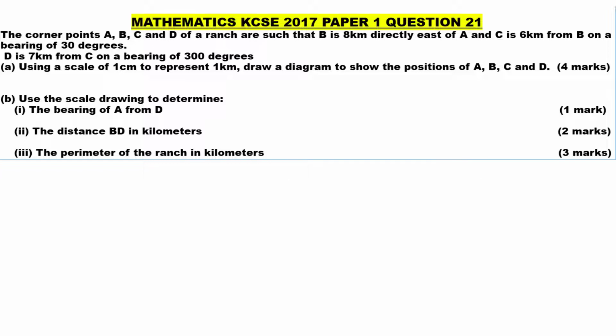Let us go to the solution and see how we are supposed to work out the questions. We begin with the first one: using the scale of 1 centimeter to represent 1 kilometer, draw the diagram to show the positions of A, B, C and D. The first thing you are supposed to do is to have a rough sketch before you go to the actual scale drawing. First of all, ensure that you have a sketch.